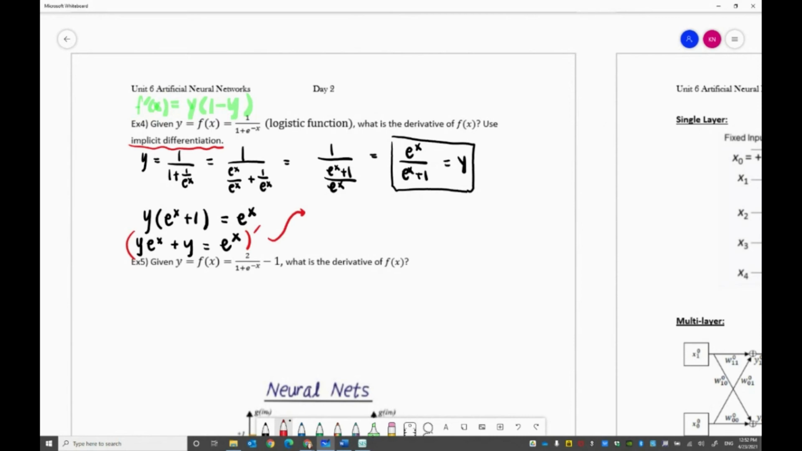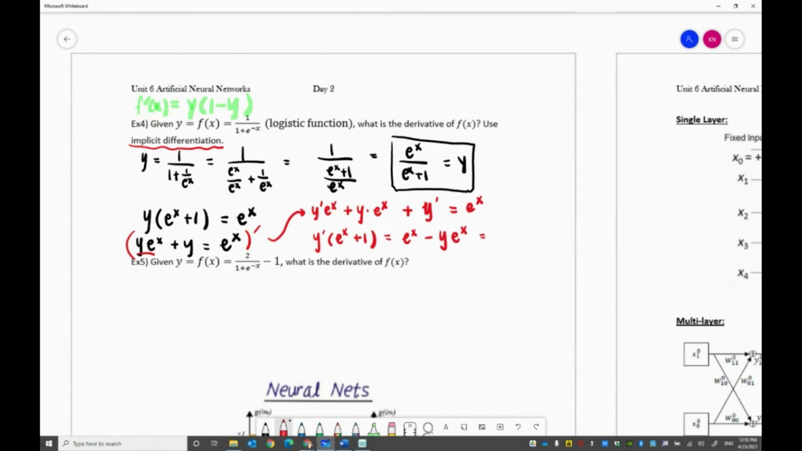Implicit differentiation, then y by y, x by x. So if I do this, I'm going to have first the product rule, y prime times e to the x plus y times e to the x prime, plus the second one is just y prime, equals e to the x prime, which is e to the x. Then I probably need to solve for y prime. So y prime, then combine e to the x plus 1. Then if it does not have a y prime, move it to the other side. So e to the x minus y times e to the x.